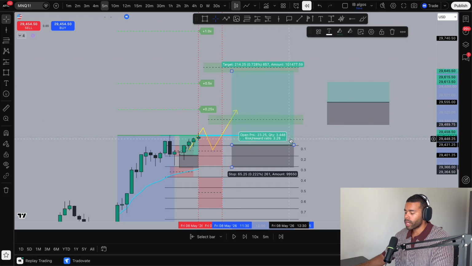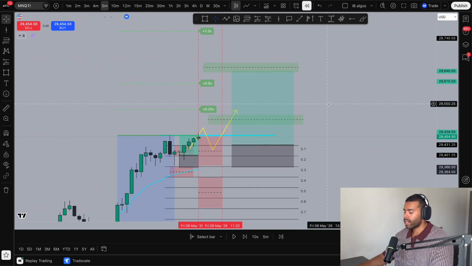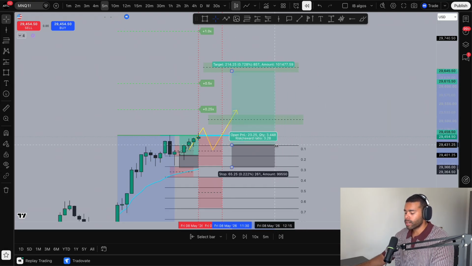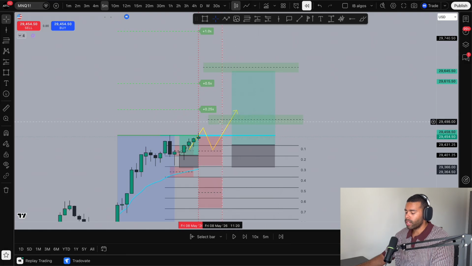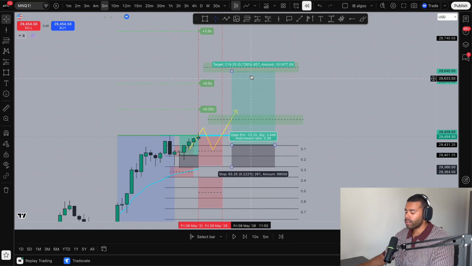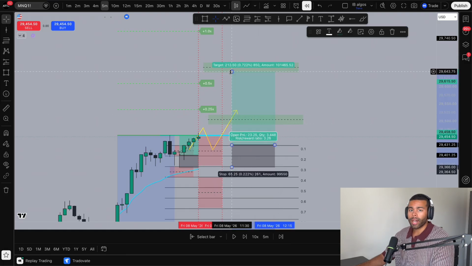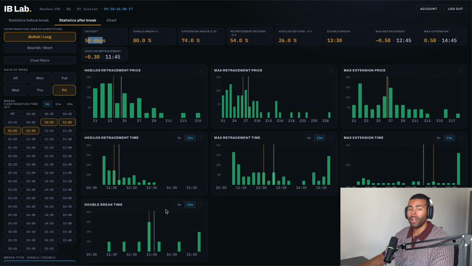If we want to trail or if you want to play higher targets, higher risk to reward, that's up to you. But here is our high probability level, and here is our second high probability level. And now we need to go back to IB Lab to find out when those things are supposed to happen.